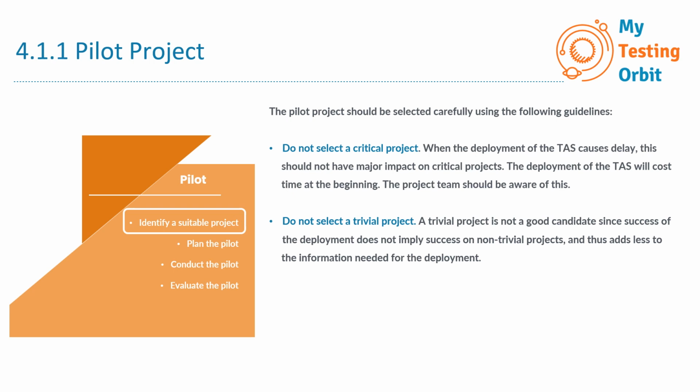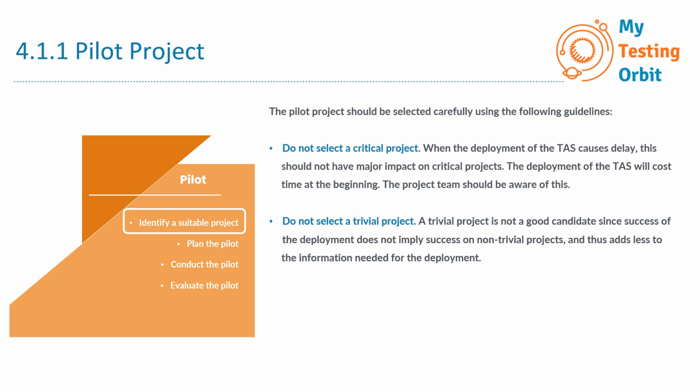Next, we have do not select a trivial project. So a trivial project is not a good candidate since success of the deployment does not imply success on non-trivial projects and thus adds less to the information needed for the deployment. Okay, so let's say that you decide to pick a trivial project that involves testing a simple calculator application. So this project is very straightforward with only a few test cases and minimal complexity. So the deployment of the TAS in this context goes very smooth and you achieve the planned benefits without any major issues. So now let's see what's the issue.